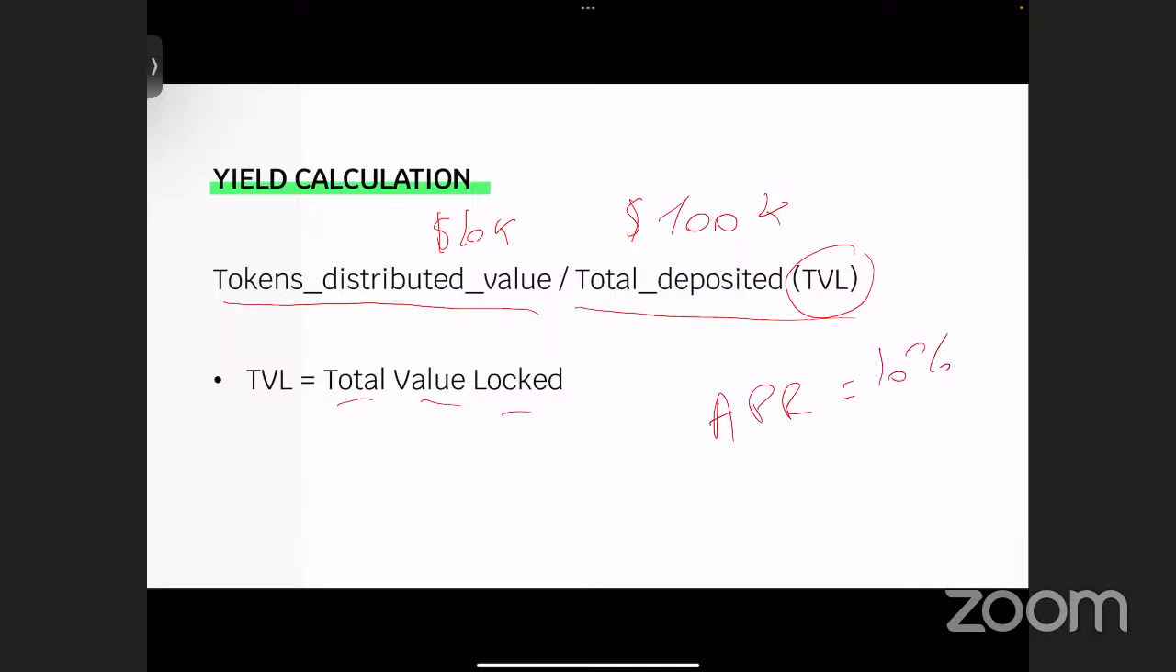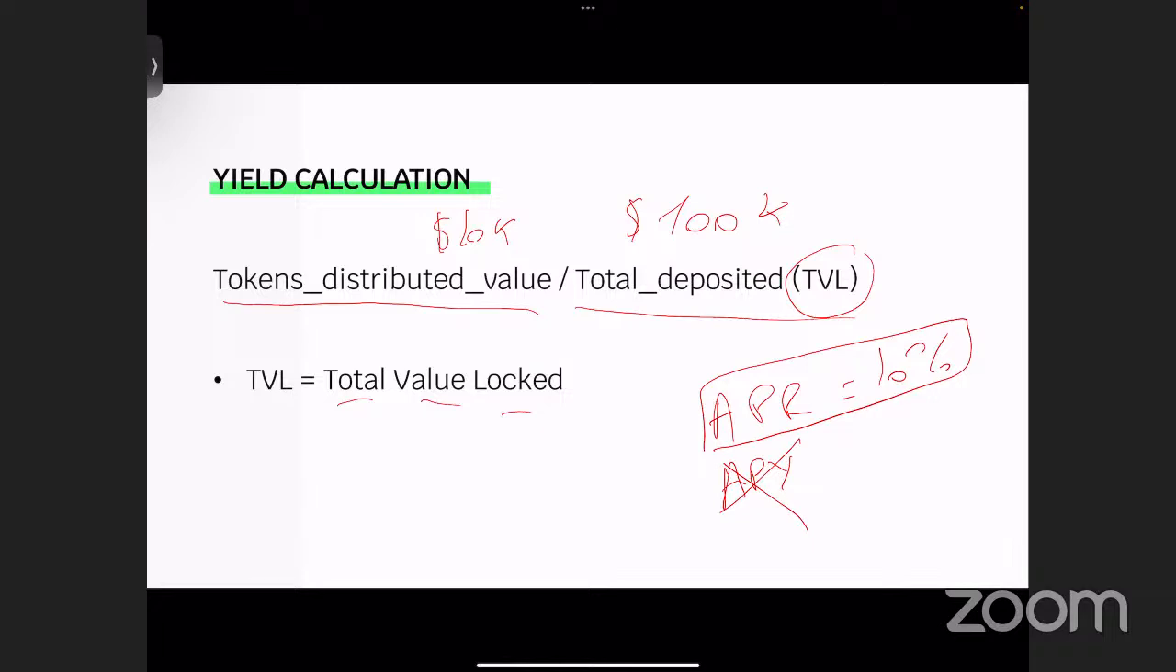Be careful that sometimes some farms show you the APY, which is not the APR. The APY is assuming that you reinvest and you auto-compound. So you take your profit almost every day, you reinvest them in the pool, and like that, you grow your balance and you grow your profit. So you have to check the APR, not the APY.